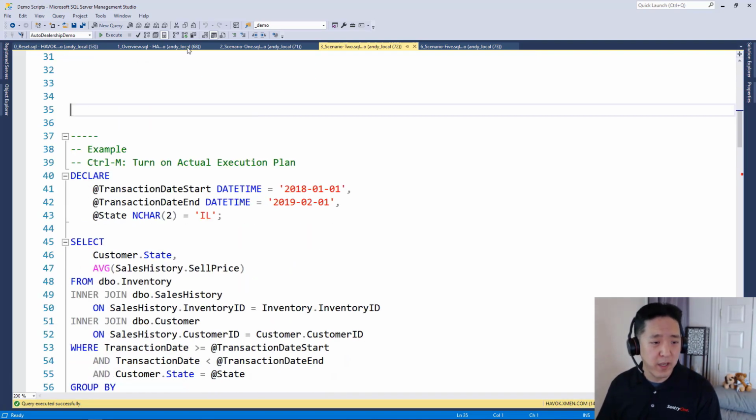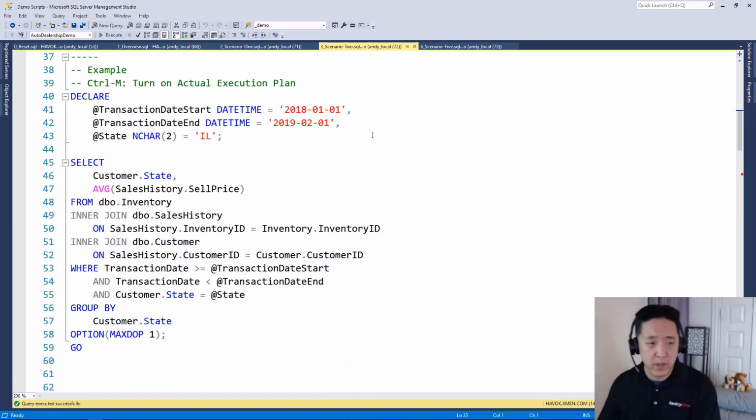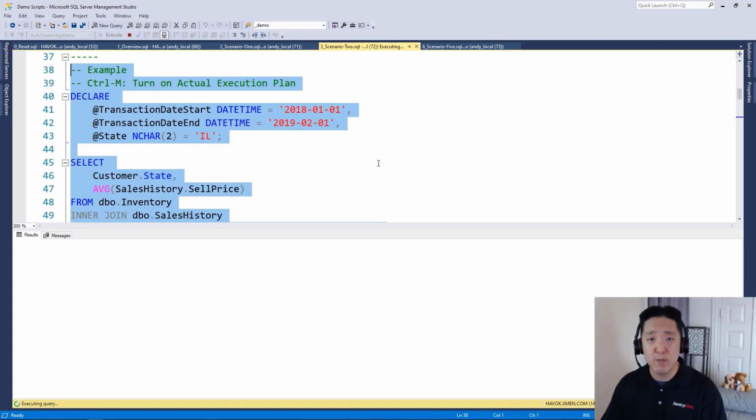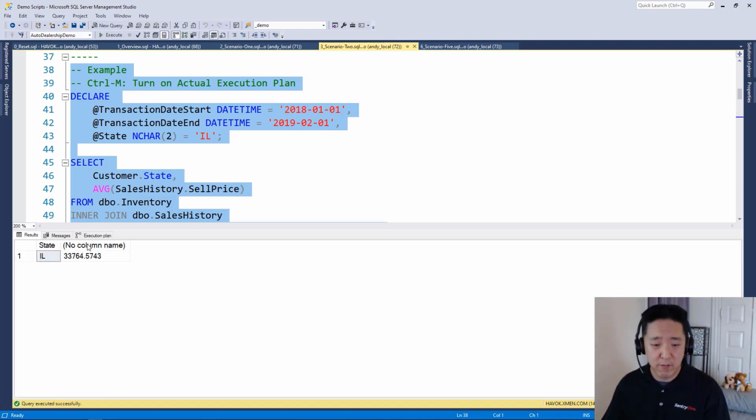Turning on actual execution plan, and now we have a couple of different variables that we're declaring: transaction date start and end with the datetime data type, and then state, which is just declared as an nchar 2. Then we're going to do some selects out of the different base tables, where transaction date is greater than the start and less than the end, and the customer state is equal to the state, right? Similar kind of thing that we saw before. So remember, I created some covering indexes to help support everything, right? So we should be getting nice clean seeks out of this.